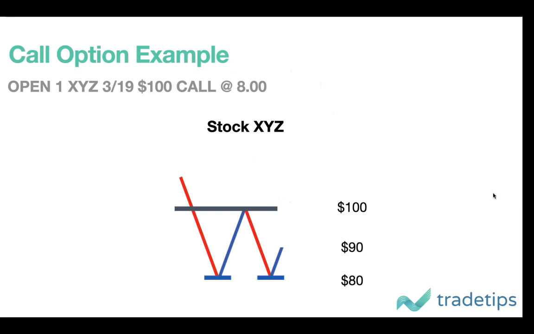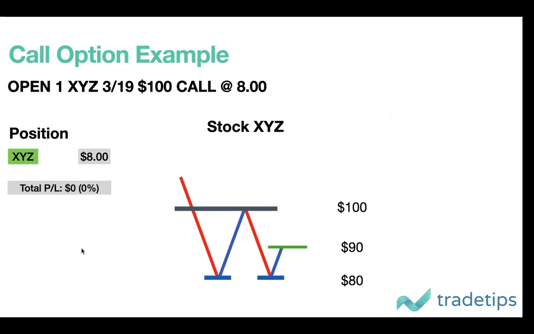Okay. Let's do an example of a call option. Let's say that our analyst here sees a double bottom forming in stock XYZ, and he says, hey, we're going to go ahead and open one XYZ, expiration date 3/19, $100 call at 8.00. So we enter that trade, and we'll usually start out here with, of course, $0. We may not be perfect every time with our entries, so realistically your position might go down, but until you get the message to close, don't freak out, this isn't how much you've lost just yet. What if the price goes up, exactly what we're looking for?